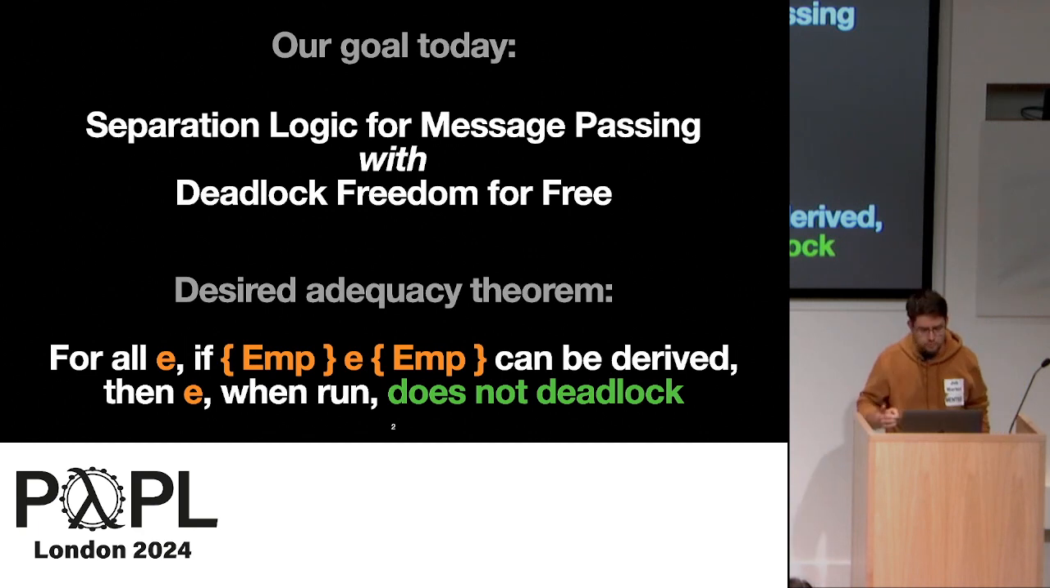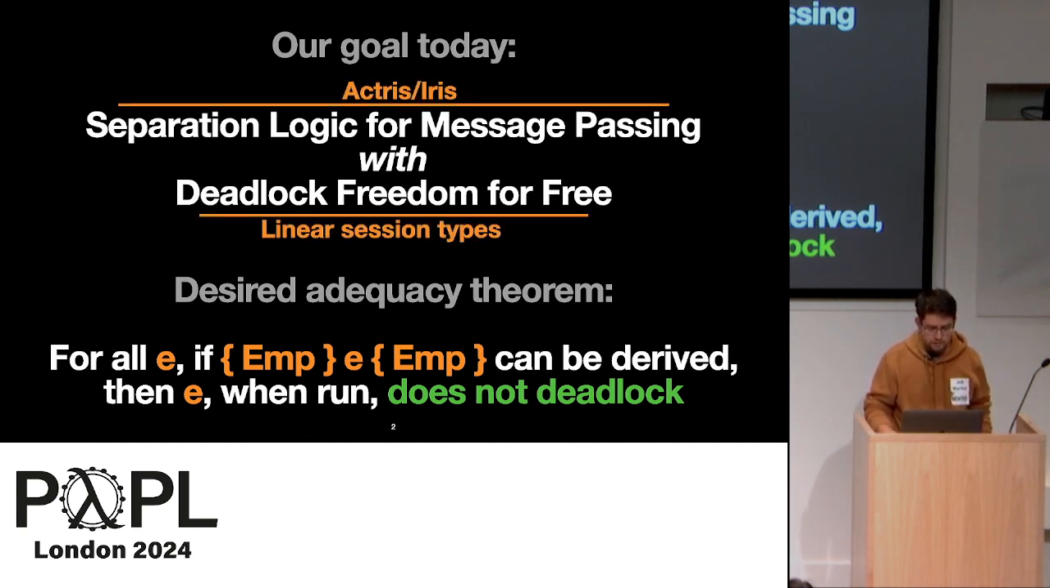Okay, so there are two important pieces of previous work, and that is Actris and Iris, which is an existing separation logic for message passing, and linear session types, which give deadlock freedom for free. And in this work, we combine those two.